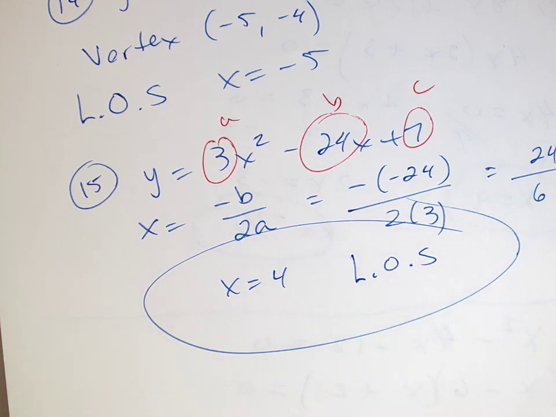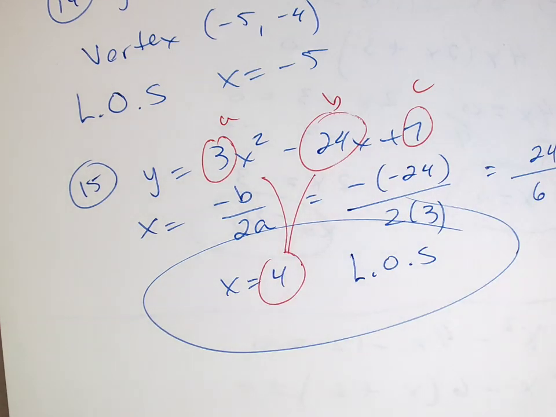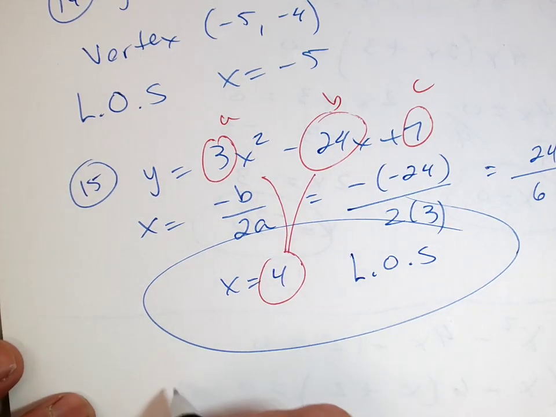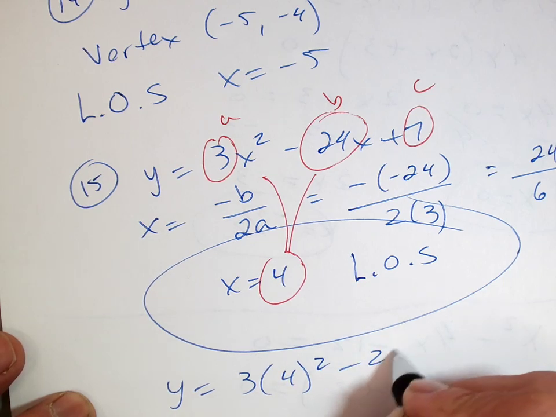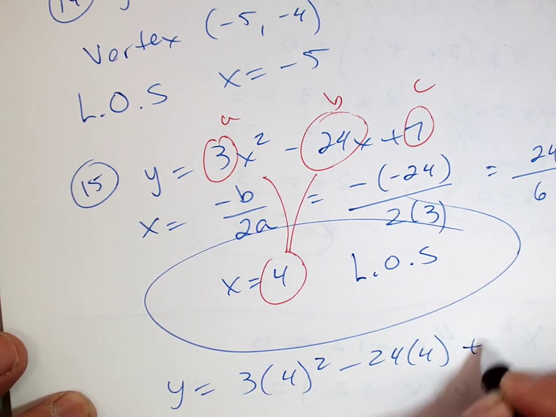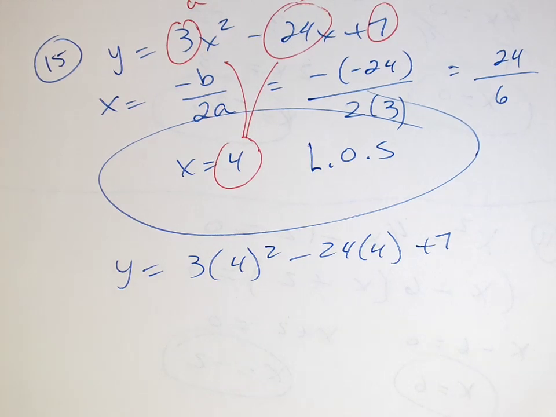So we know for sure the vertex has to lie on that line. So I'm going to just take my 4 and plug it in to get my vertex. So I'll go, okay, y equals 3 times my 4 squared minus my 24 times my 4 plus 7. Okay, and I'm going to use my calculator, and I suggest you guys do the same thing because we all make mistakes. I make them constantly.